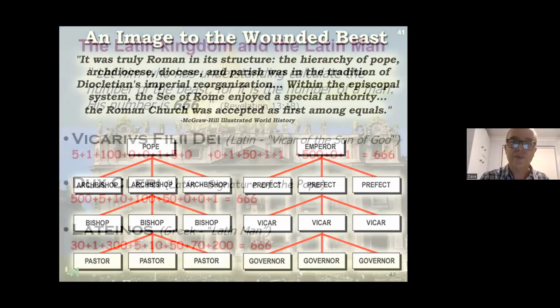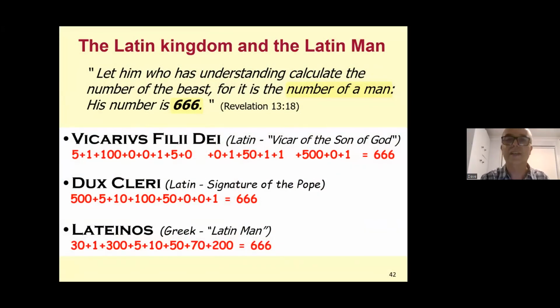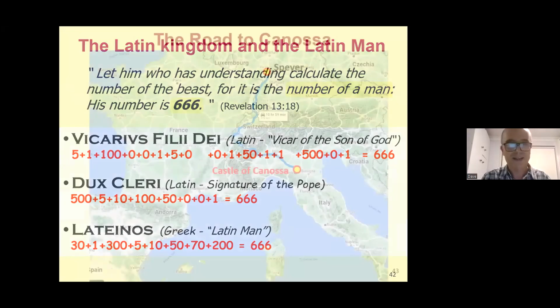And so you remember in Revelation 13, it says, "Let him who has understanding calculate the number of the beast, for it is the number of a man. His number is 666." And look, you add up the number of that man, the vicar of Christ, the chief priest, or the dux cleri, or Latinos, which is the Latin man. Even the Roman numerals, if you add up each of the digits, you get 666. It's Latin to a T.